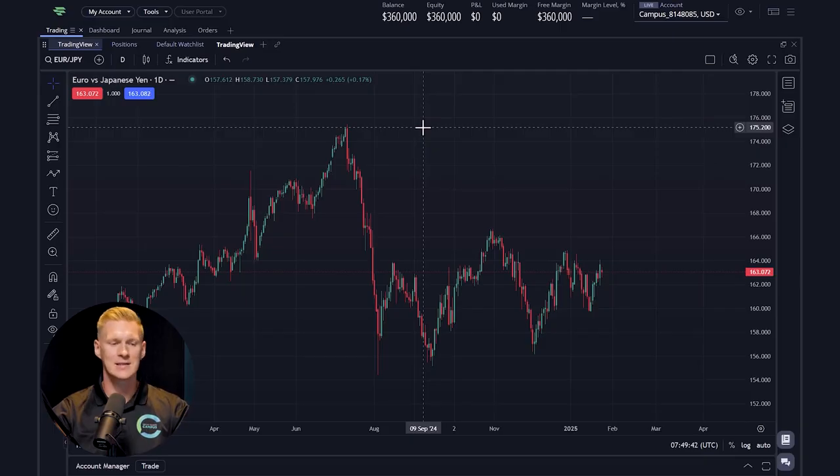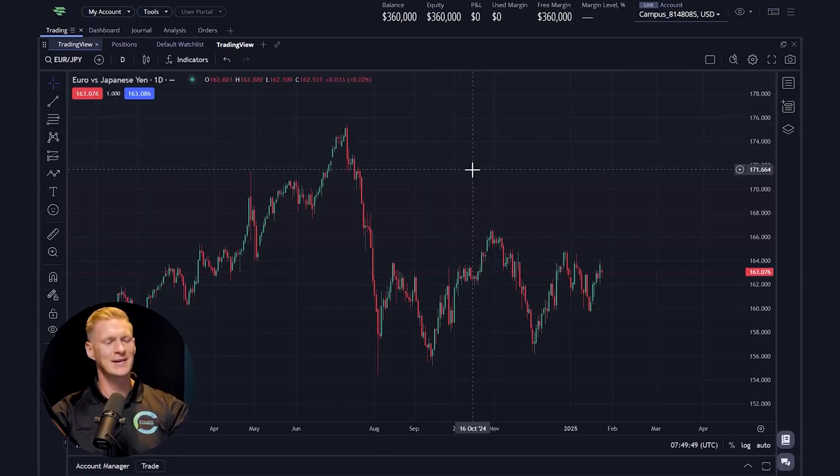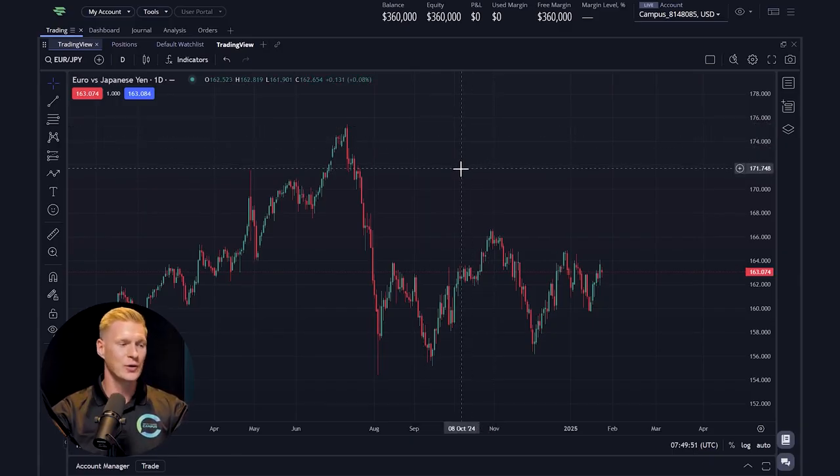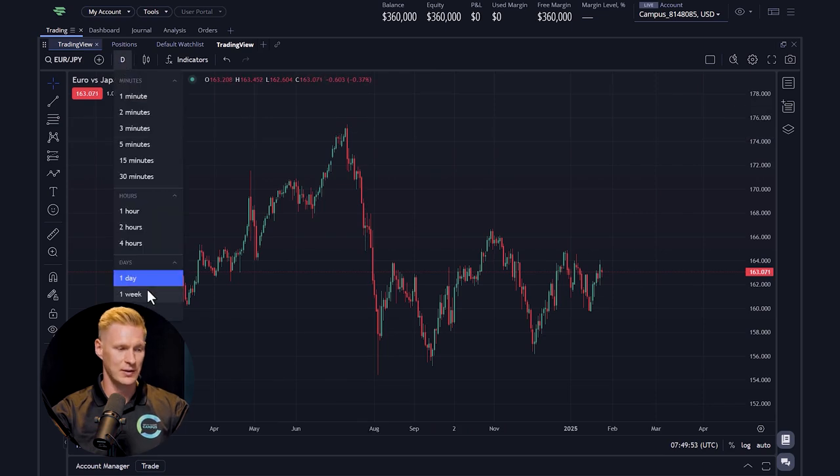Let's go into our Campus Fund trading platform. We can analyze and execute all our trades here. It's TradingView. Okay, let's start here with our Euro Japanese yen, on the daily.